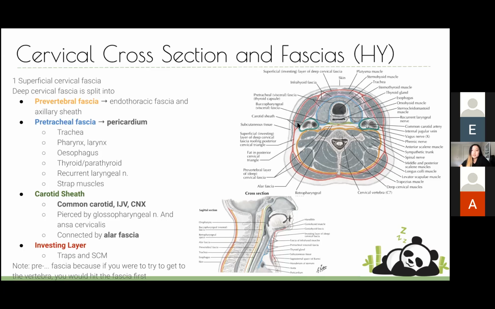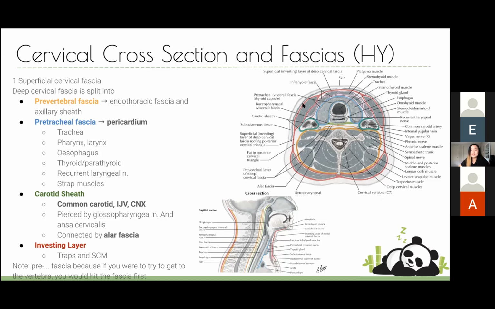And then you've got your carotid sheath. Good to know all the contents in this because there are only 3 and they're kind of important. So common carotid, your internal jugular vein, and your vagus nerve. It's also pierced by the glossopharyngeal and the ansa cervicalis, but we can forget about that. And it's connected by the alar fascia.